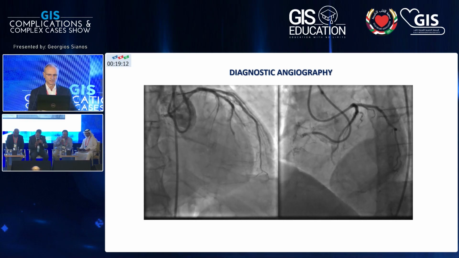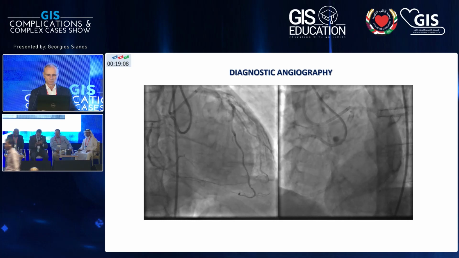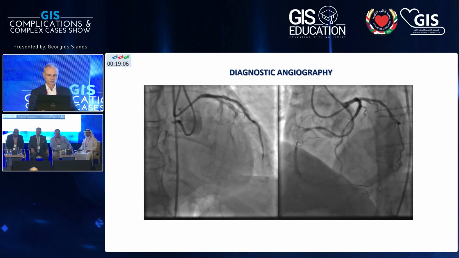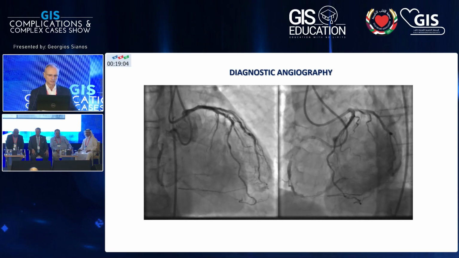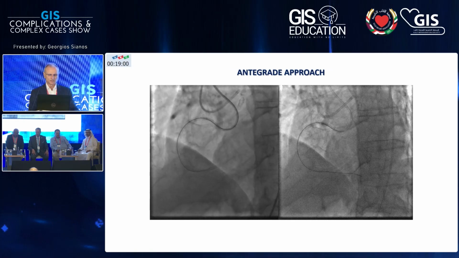You see a left system, diffusely diseased, but without any very significant problems. There are collaterals to the right. The lesion is relatively short. You see the diffuse disease. It was approached antegradely.